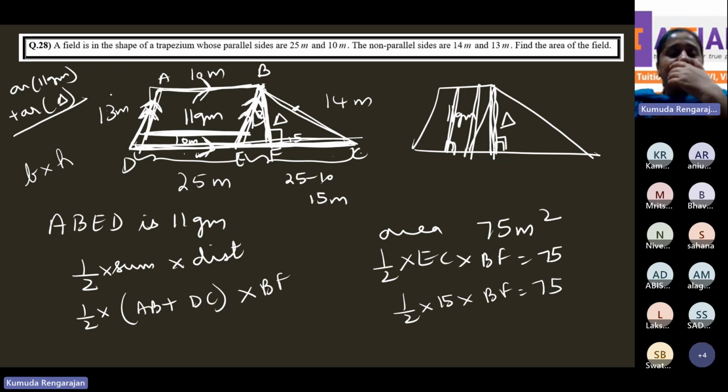So you can find the area of the trapezium using this method: area of the parallelogram plus the area of the triangle. To find the area of the parallelogram, base into height. The triangle you've already found using Heron's formula. So you can add.